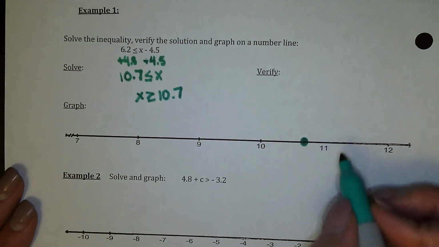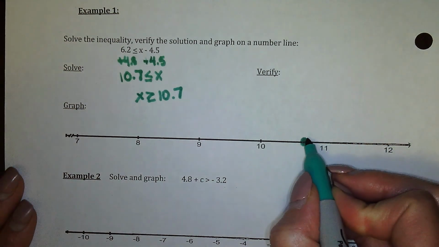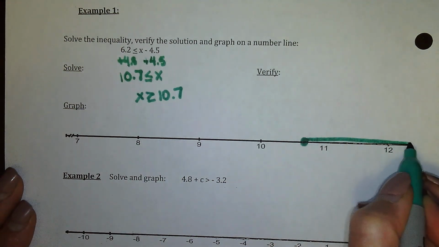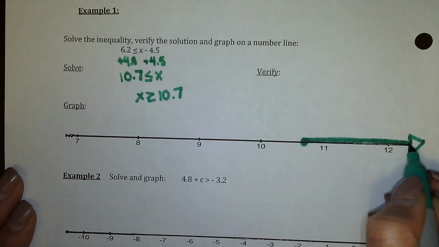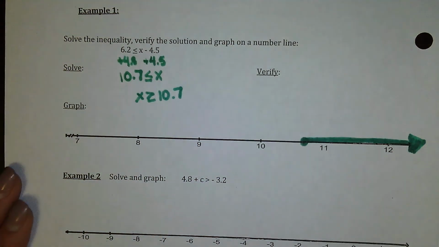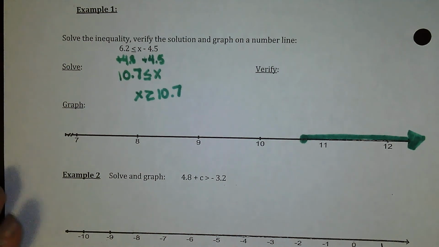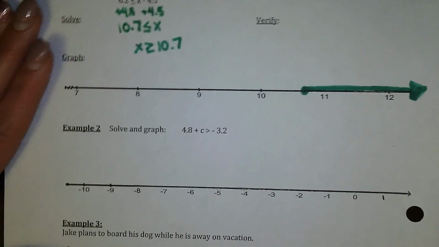And then that tells me that I'm looking for values that are bigger. So I'm going to go in this direction and emphasize my arrow. Okay, doing the same thing here.